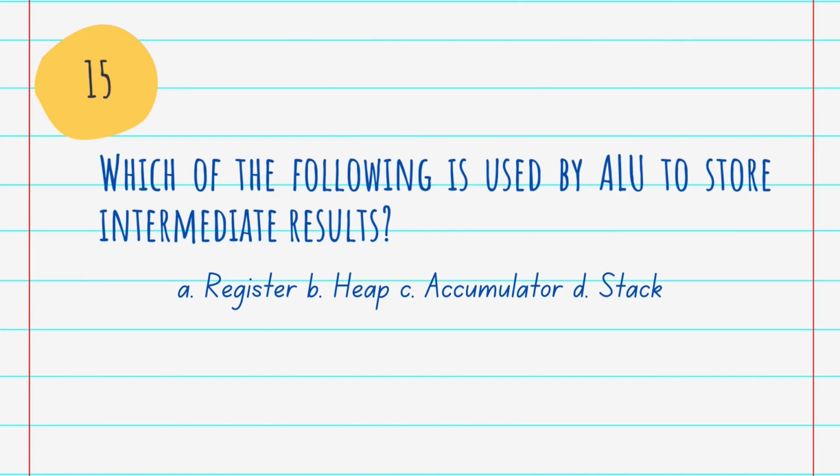Okay. Question number 15. Which of the following is used by ALU to store intermediate results? A. Register, B. Heap, C. Accumulator, D. Stack. And the answer is C. Accumulator. We know in the computer's CPU, that is in the central processing unit, accumulator is a register in which intermediate arithmetic logic unit results are stored. Without a register like an accumulator, it would be necessary to write the result of each calculation, that is addition, multiplication, shift, etc. to main memory, perhaps only to be read right back again for use in the next operation.